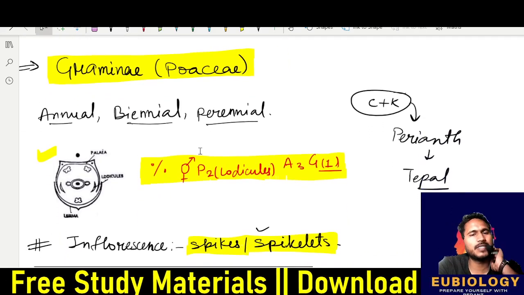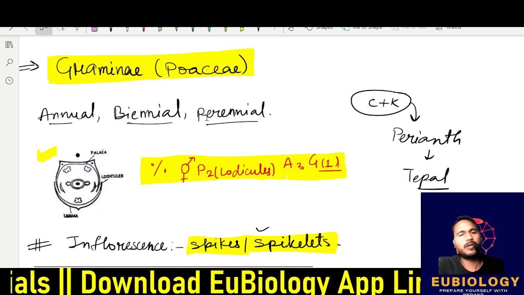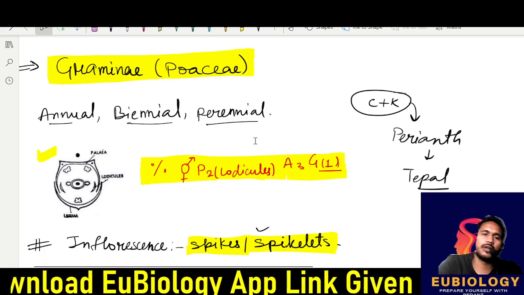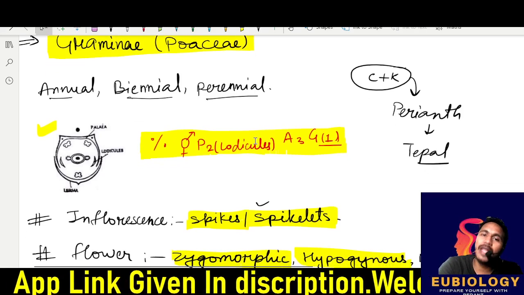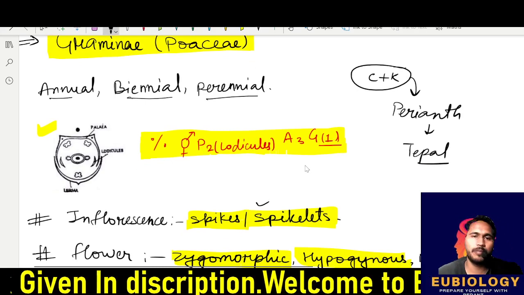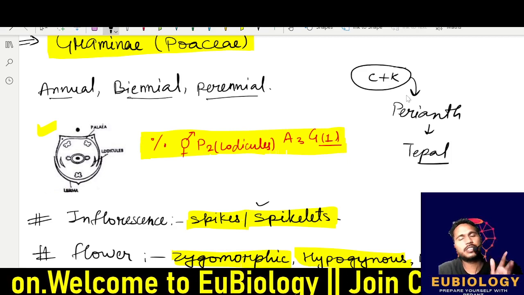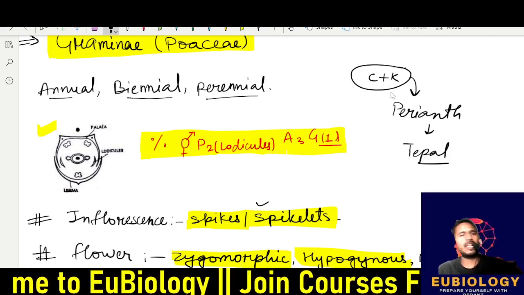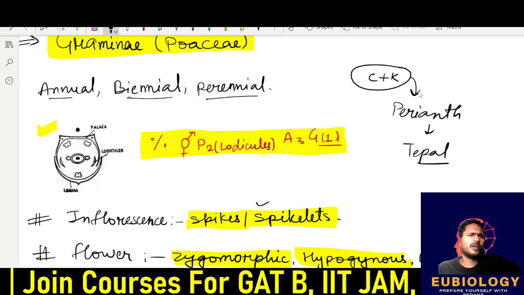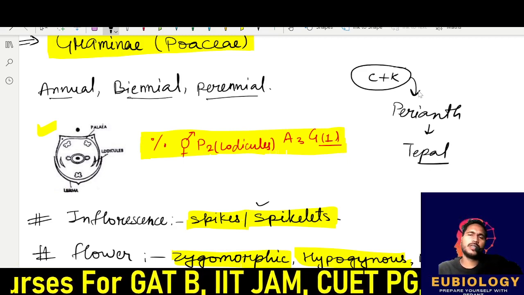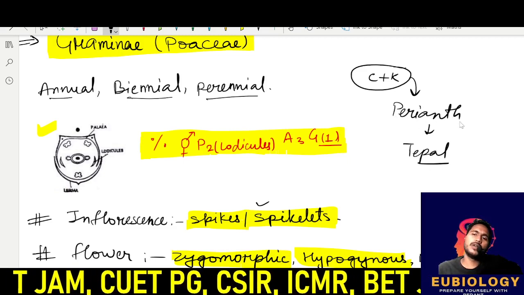Gramineae, Poaceae family, which can be annual, biennial, or perennial. It can be herbs only. If you see, there is no calyx; instead you have a perianth. If calyx and corolla cannot be distinguished and one petal-like structure is there, that is called a perianth. It can be found in jasmine or lily flower. And the tepal is the unit of a perianth.